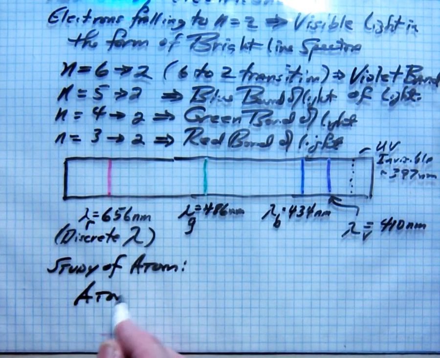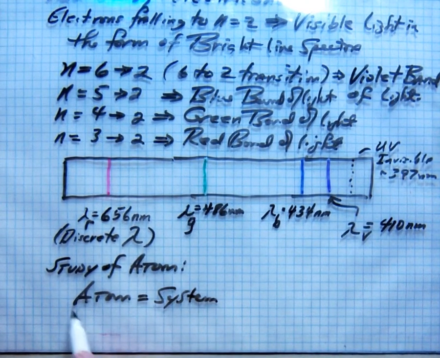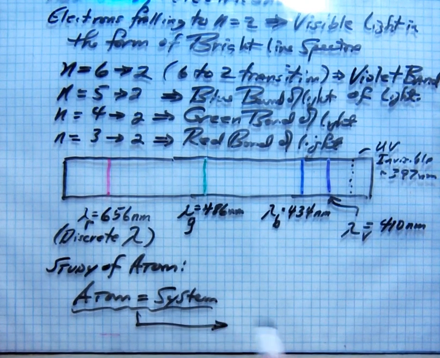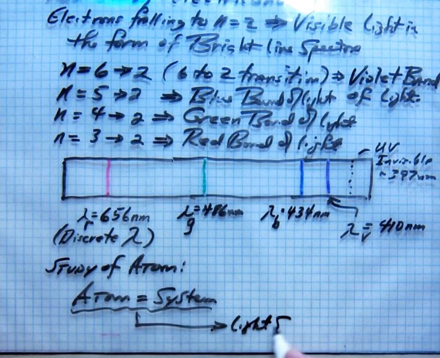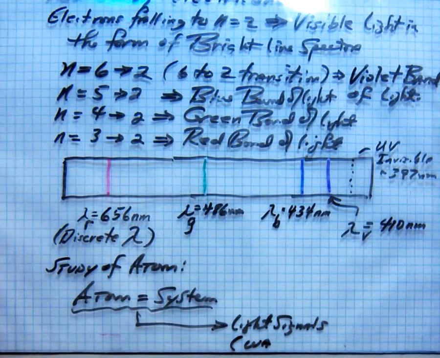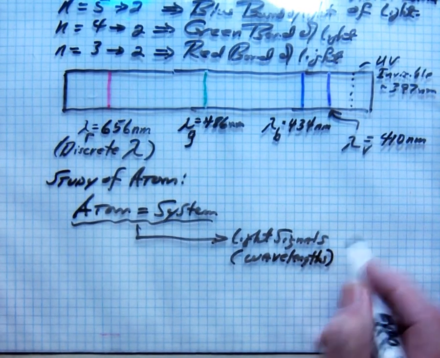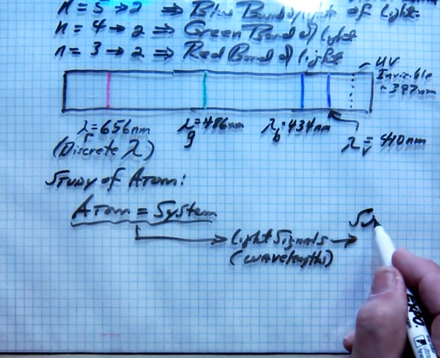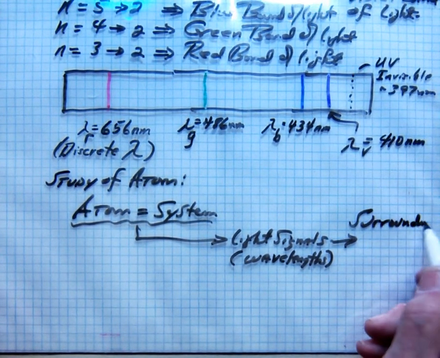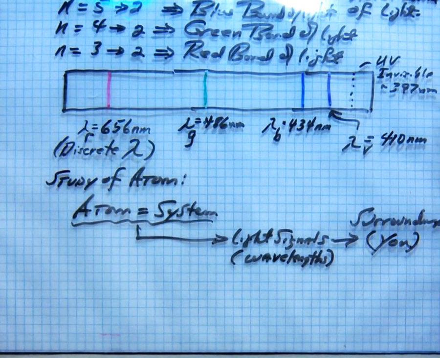The atom equals a system, and that atom is sending light signals, wavelengths, to surroundings. That's you, or the spectroscope or whatever instrument was invented to detect the signals.